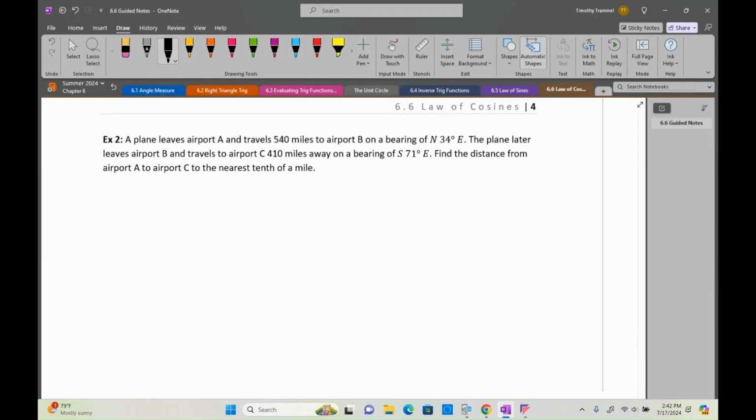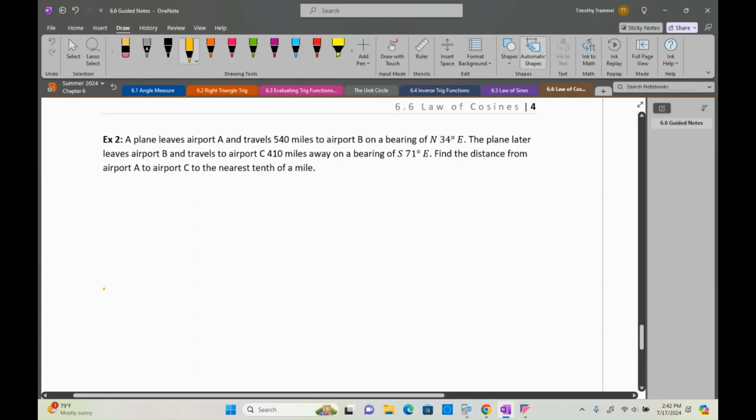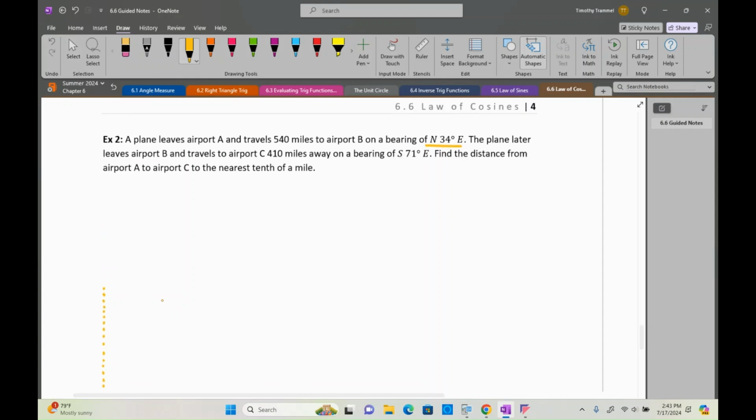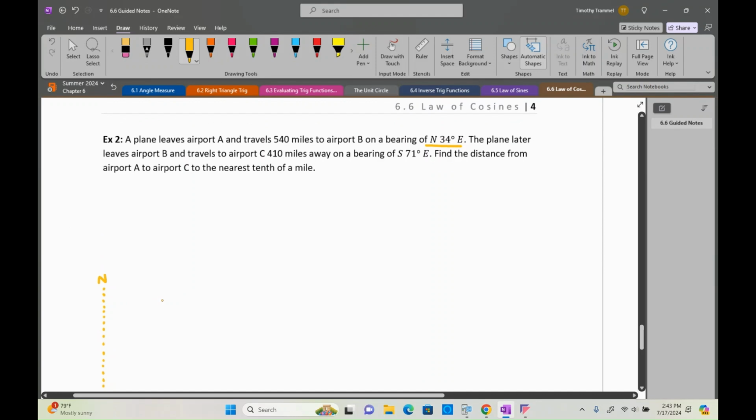Okay, so for one, I'm actually going to sketch in here a north-south line. And this has to do with the fact that we were given a bearing angle here. So here's my north line, or maybe I should say north-south line. And I'm going to label this up here as north. And I'm going to make another dotted line here and arrow off and call this the east.